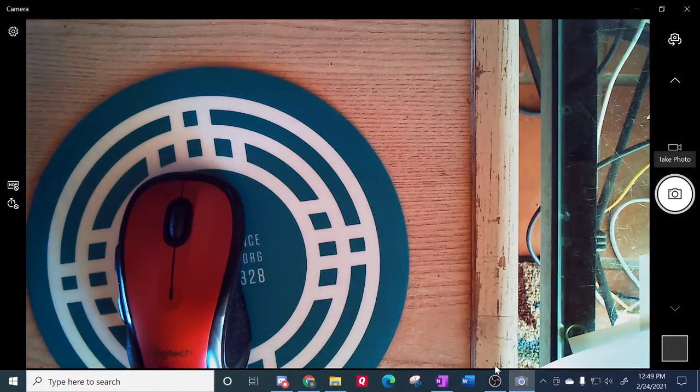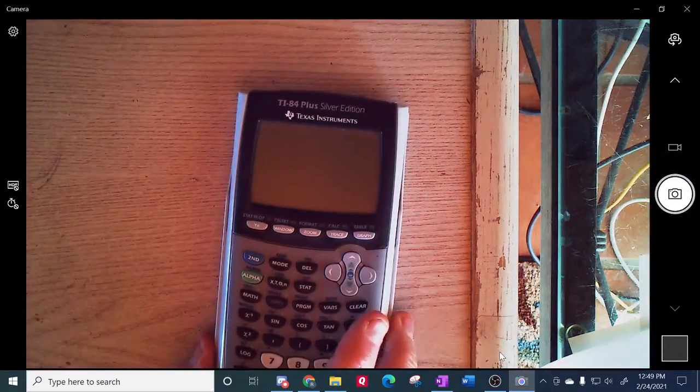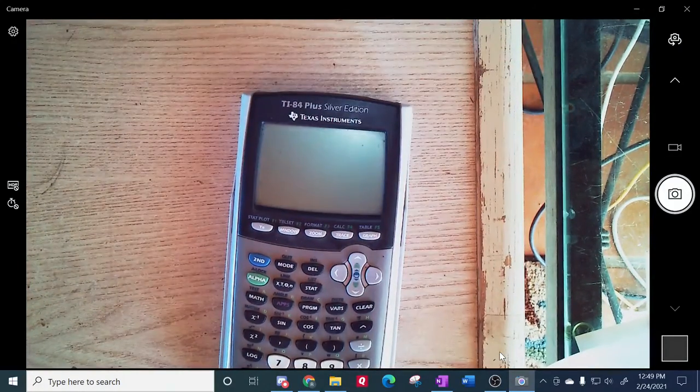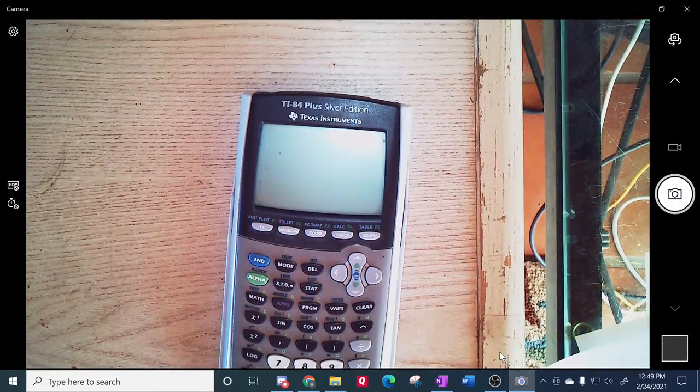And let me put this close-up of my calculator. Let me get the light on. Yeah, here's a tip. There's also a camera function on Discord, so you can turn it on like that, and everyone can watch you that way.